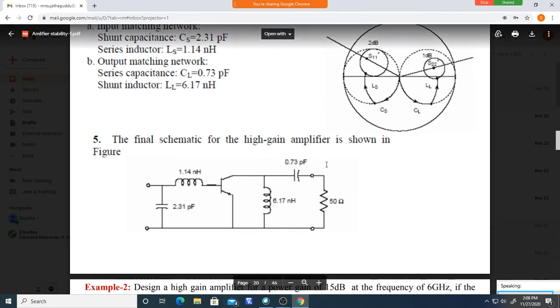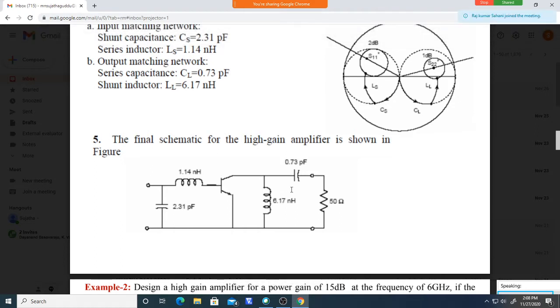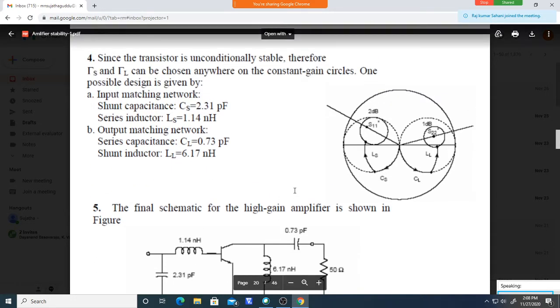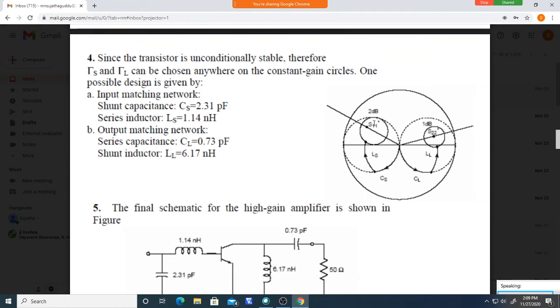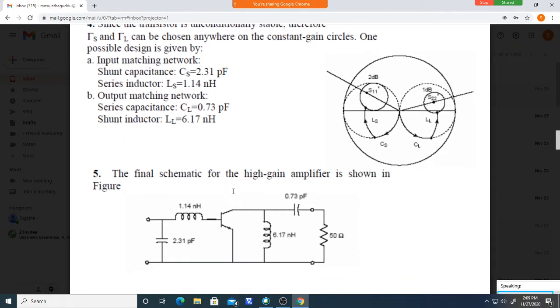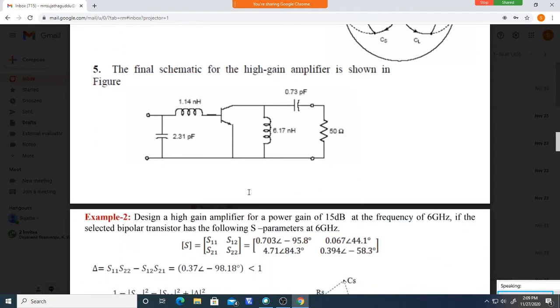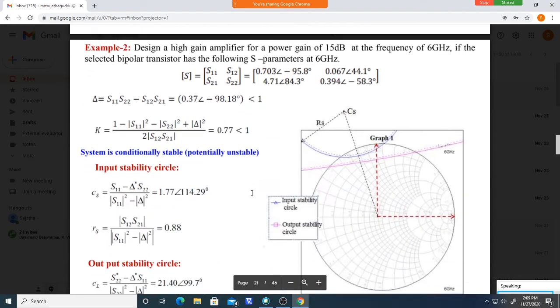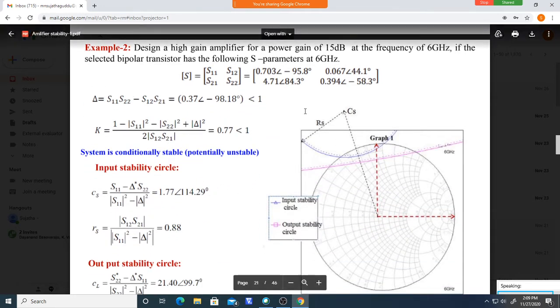So that is the impedance matching network we got. That we saw in the previous class. Once it is unconditionally stable, you can use any values for stability, but we need a particular gain. That's why we should draw the gain circles like this. So that is our previous problem. Today we will see one more problem.